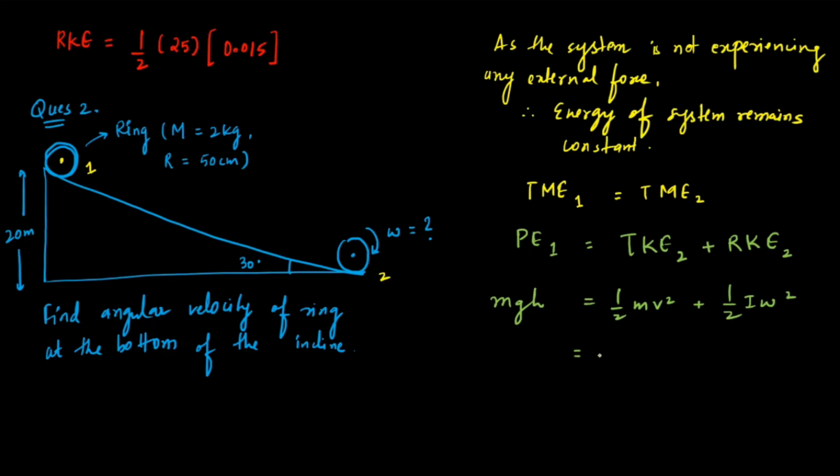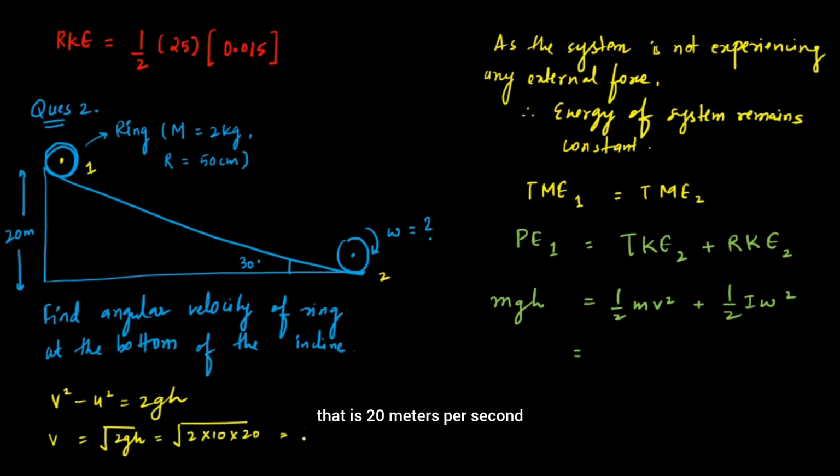First of all, we need to find the velocity, otherwise we won't be able to find the omega. So how can we find the translational velocity? By simply using equations of motion: v square minus u square is equal to 2gh. Initially, it was at rest. We just dropped it, and it rolls under its own weight. So v is root 2gh, that is root of 2 times 10 times 20, which is 400, that is 20 meters per second. So the velocity at the bottom is going to be 20 meters per second.